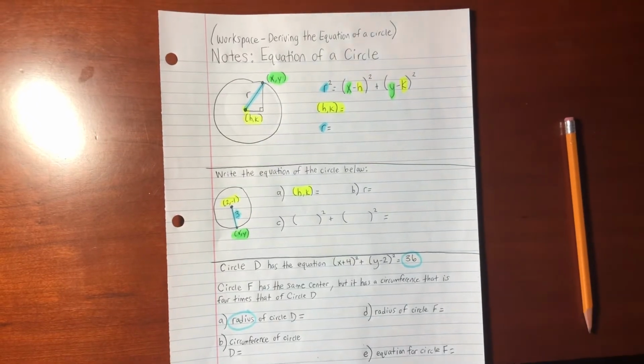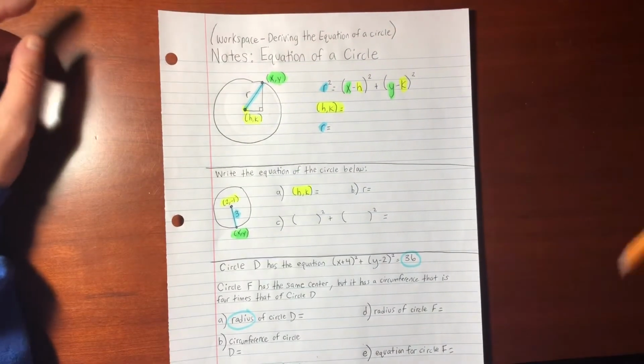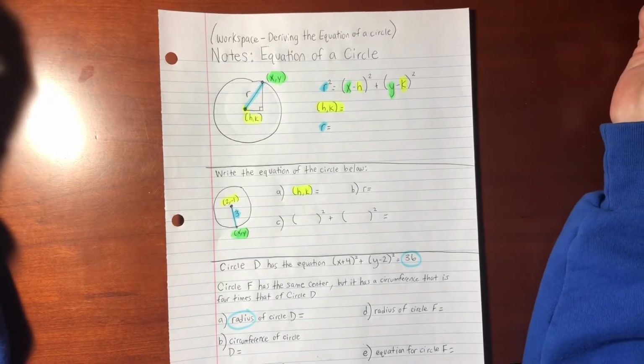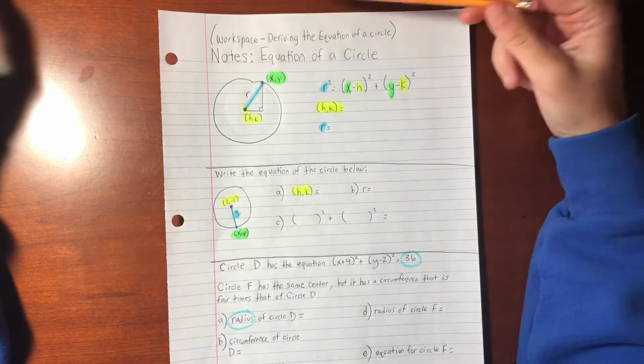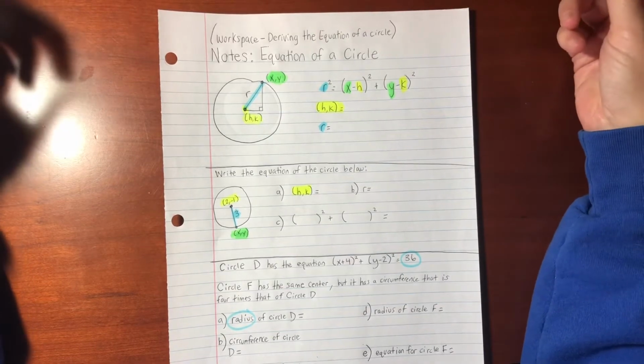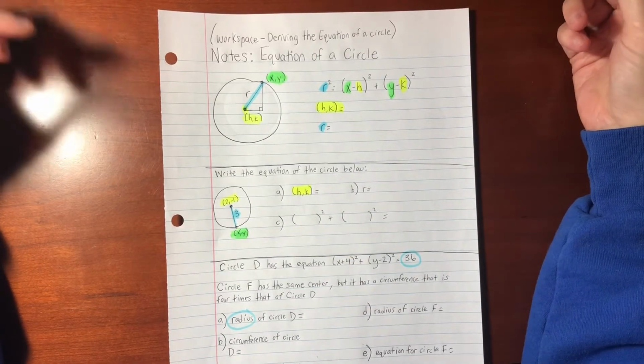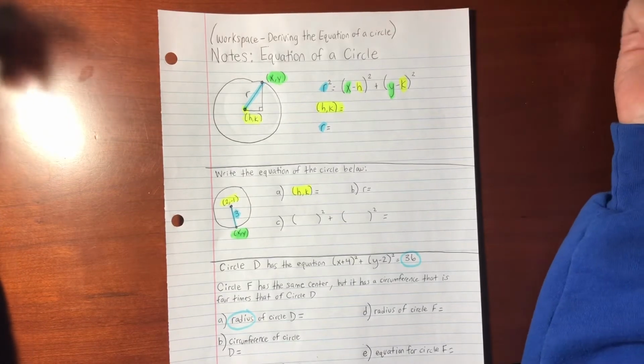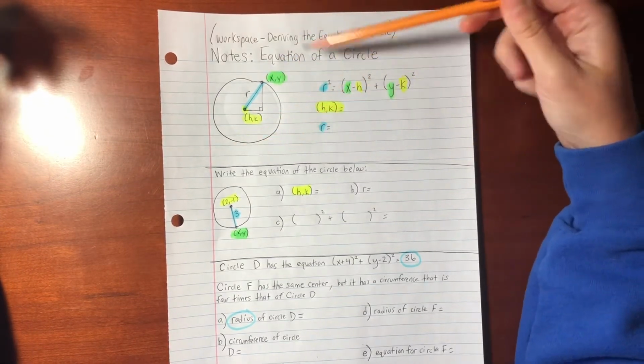Hey guys, so here's a quick instructional video to talk about the workspace you are going to be assigned on Mathia called Deriving the Equation of a Circle. It's a little bit of background notes just to help you get going, okay? So if we look at the diagram over here at the circle, there's a couple things that are being labeled.